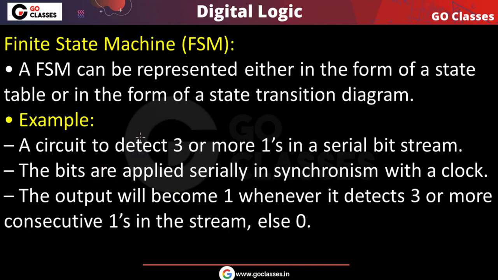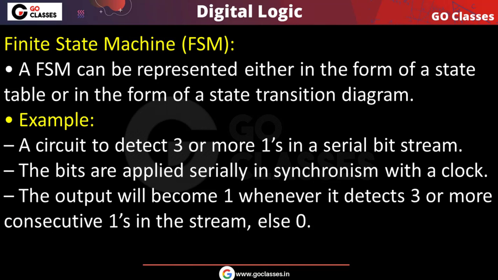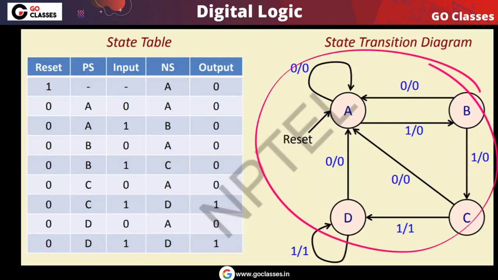And in the last class, we have taken this example. For this example, we have created a state diagram of the finite state machine. A finite state machine can be represented using a state table or a state diagram. So in the last class, we took this problem, and for this problem we created the state diagram. So like this, you will get the state diagram.